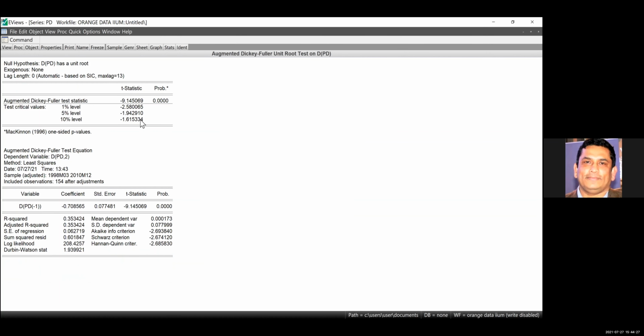So we see that it's significant, right? So the null that DP has a unit root is rejected, meaning that DP does not have any unit root problem. So we can conclude that the PD, domestic price, is I1, meaning that when we do the first difference of the domestic price, it does not have any unit root problem. So that's stationary, right?